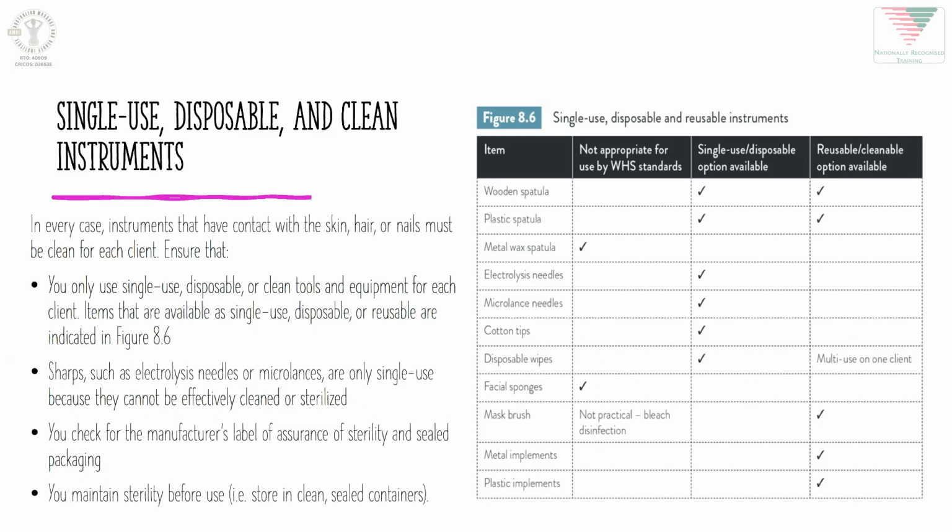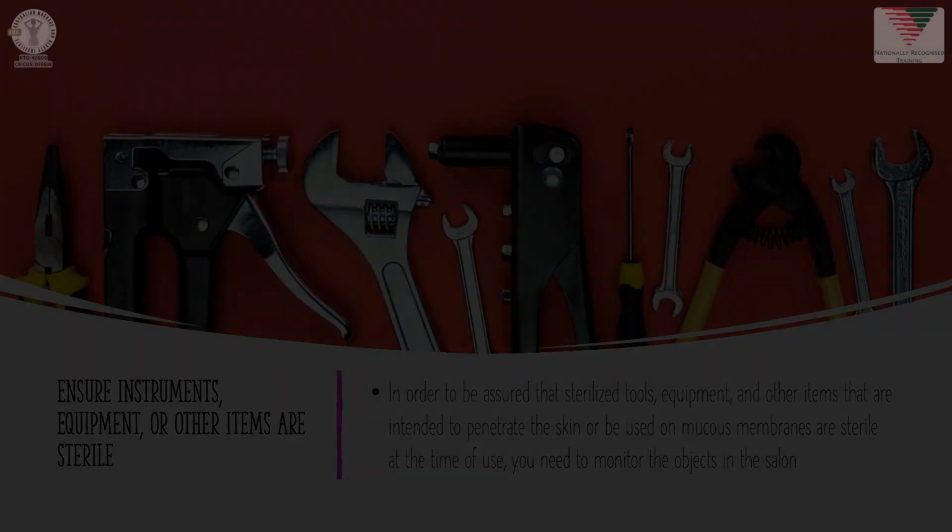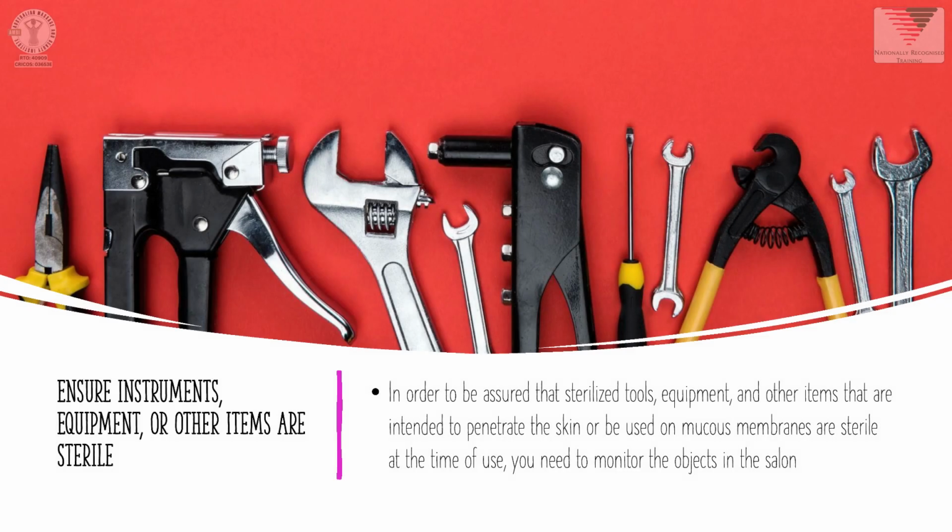Sharps, such as electrolysis needles or microlances, are only single-use because they cannot be effectively cleaned or sterilized. You check for the manufacturer's label of assurance of sterility and sealed packaging. You maintain sterility before use, i.e. store in clean, sealed containers. Ensure instruments, equipment, or other items are sterile.